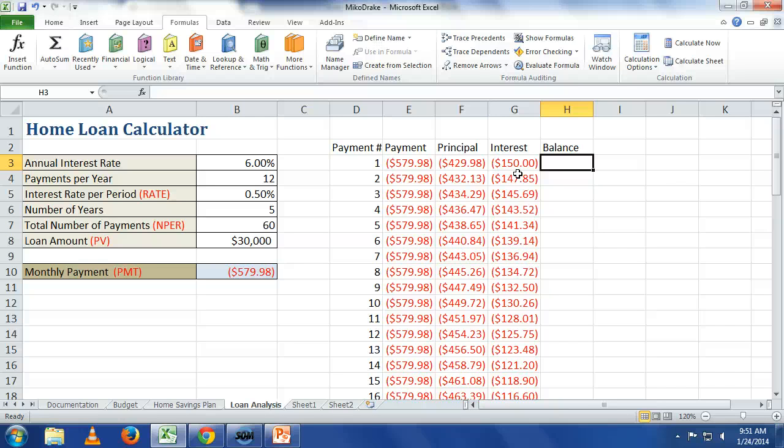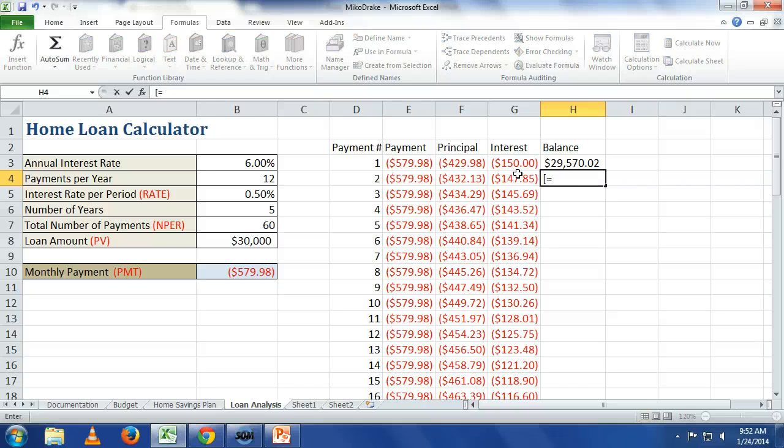It's going to be equal B8. And I'm going to put plus here. Why am I going to put plus? I'm going to put plus whatever went to principal. I'm going to put plus, not minus. It's a negative. It's already negative. So plus F3. So after the first payment, I still owe $29,570.02.